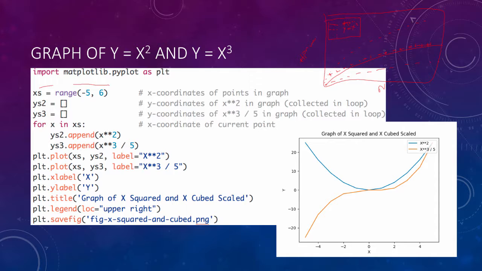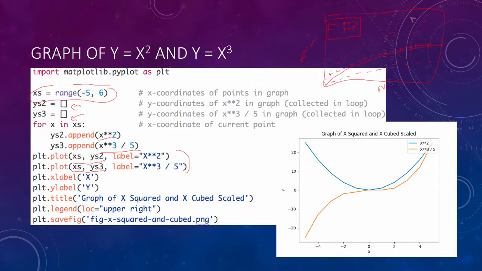Actually, what you do is you create a list of x's, just like you did before, and then you create multiple lists of y's. So here's y2 and y3, right? So y2, you can see, is x squared. y3 is x cubed divided by 5. You're going to have your own functions for what those should be. And then you have two different plots, right? This one plots x's versus y2. This one plots x's versus y3, right?